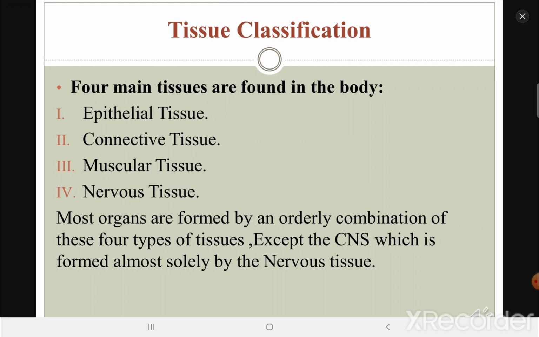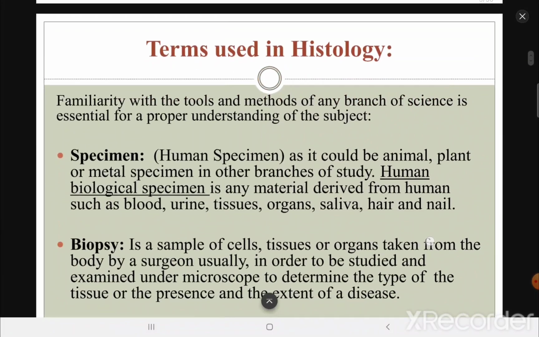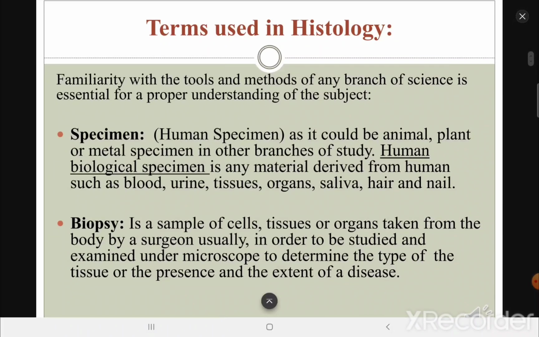Regarding the next slide, terms used in histology. What are the common terms used in histology that we have to be familiar with? So first we have specimen, biopsy, and tissue sections. Regarding the specimen, we have here in our studies human specimen, but the term is more general. So it could be animal, plant, or metal specimen.